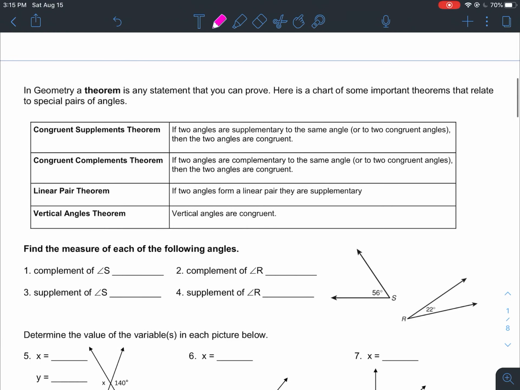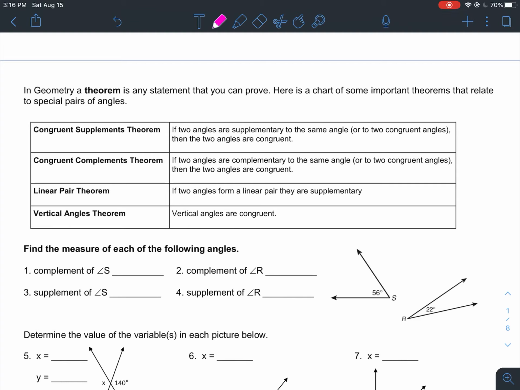Okay, so we've got a couple theorems here. Congruent supplements theorem and congruent complements theorem. If two angles are supplementary to the same angle, the two angles are congruent. If two angles are complementary to the same angle, the two angles are congruent. Not extremely important theorems there, something that we'll use here and there, but the next two are very, very, very important.